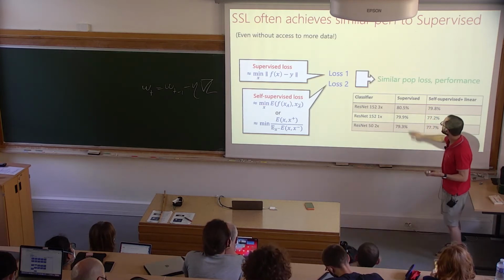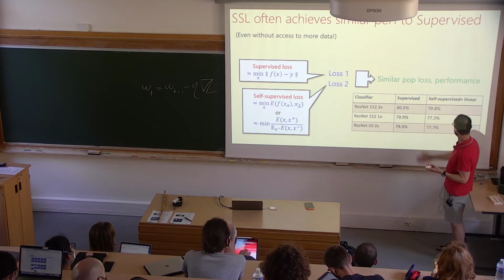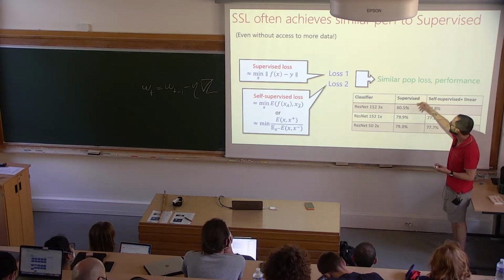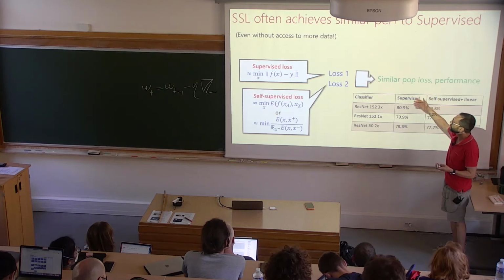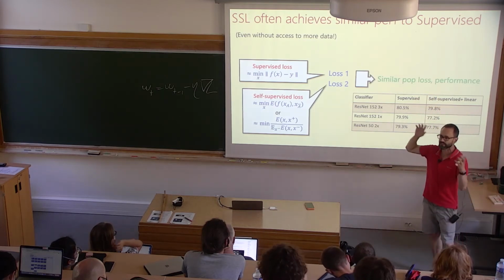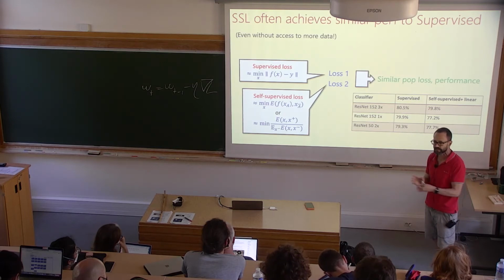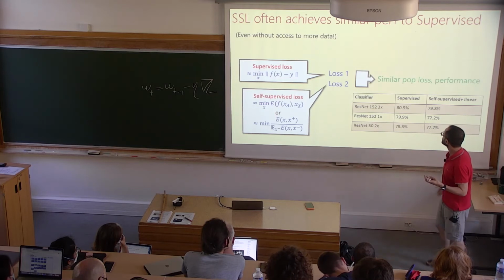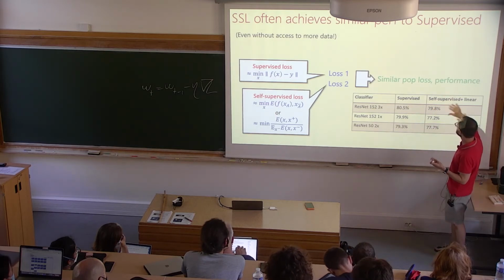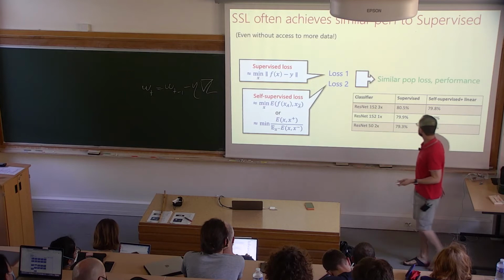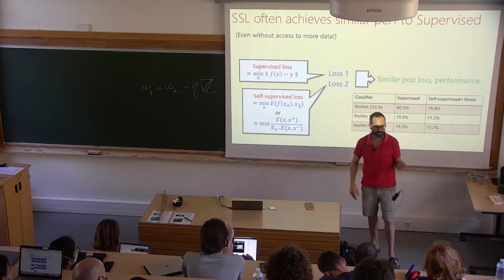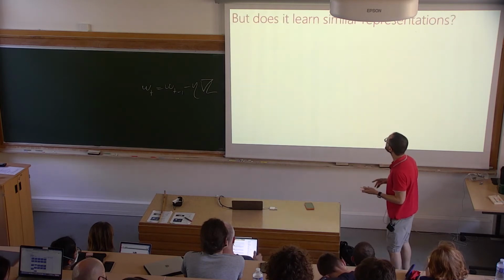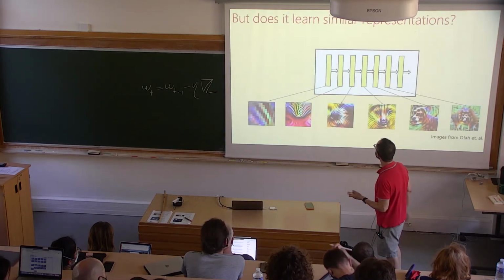This is a result from SimCLR. I should have put the reference there. You take the same architecture. Self-supervised shines when you have lots of unlabeled data, but even if you compare it head-to-head, you could train the supervised network and the self-supervised network, then put a linear head on top, and you'll achieve similar performance. But you could say maybe we achieve this similar performance in very different ways, so let's ask that.